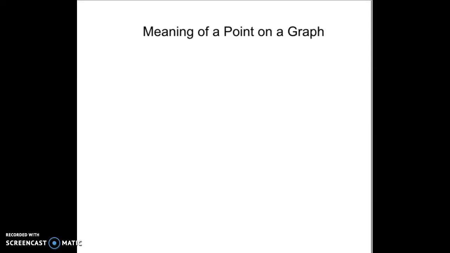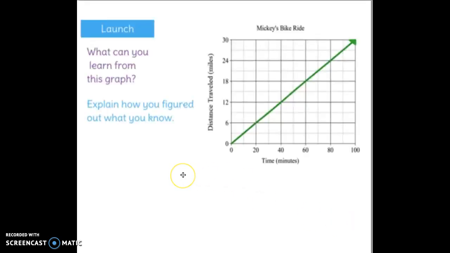Okay, today we're going to look at the meaning of a point on a graph, and this has to be absolutely one of the easiest things that we do all year long. Okay, so really when we look at this problem, we're thinking to ourselves, what can you learn from this graph, and how do I explain it?